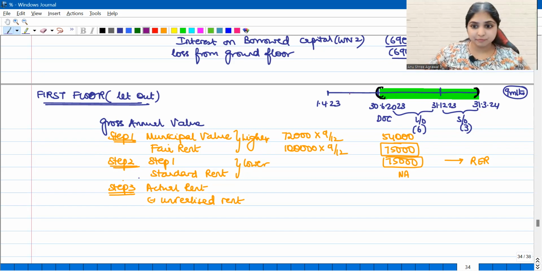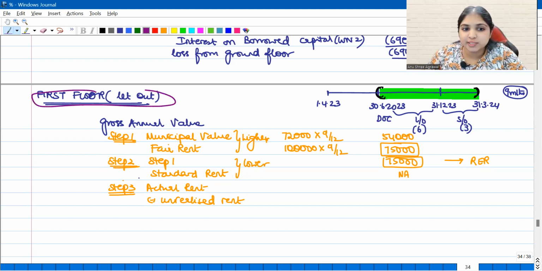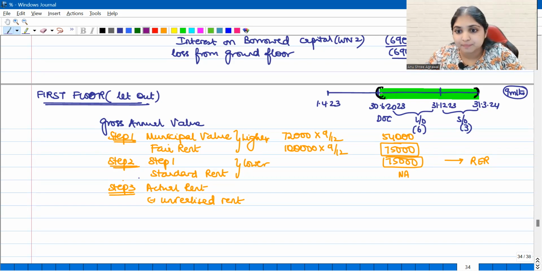Actual rent will be for the actually let out period, right? That is only for 6 months. Generally, we take actual rent for the period for which my assessee owns the property. But here, in such cases, I've told you it's an exception. If part of the year is let out, part of the year self-occupied, you will take actual rent only for the period for which the assessee has let out the property. So what is the let out period? Let out period is 6 months. So only for these 6 months alone, you will calculate actual rent.